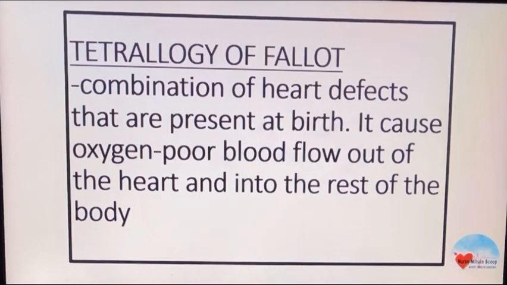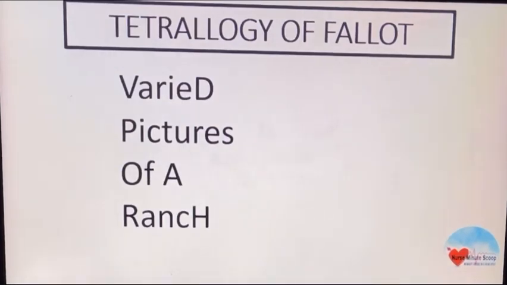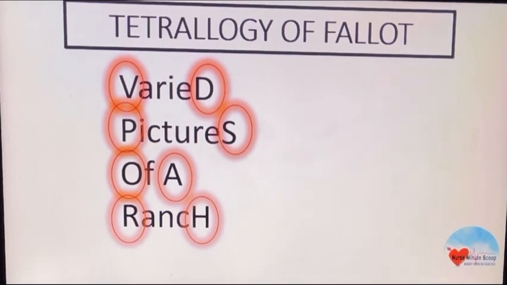So another thing is, what are the defects that are part of tetralogy of Fallot? The way to remember it is to remember the phrase, varied pictures of a wrench. As you can see, the first letter and the last letter of each word, you have to remember those. So it's going to be varied pictures of a wrench. These are the 4 defects that are included in tetralogy of Fallot.